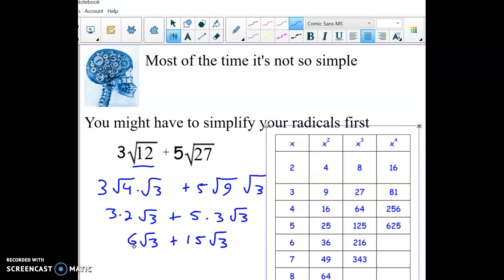And so now we have what we worked on previously where they match. Both are radical 3. So 6 plus 15 is 21 radical 3. Right, so the concept being, if they don't match, you should see, can I break them apart and get them to match, and then combine them that way.